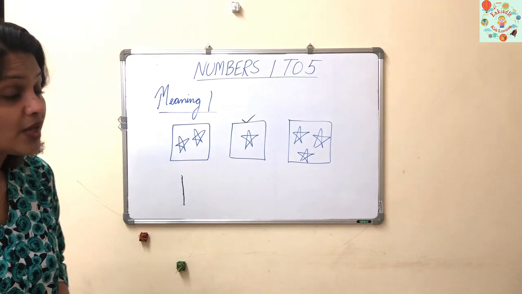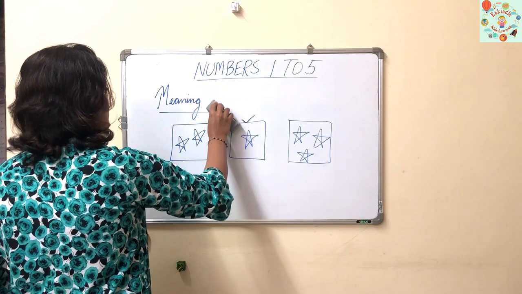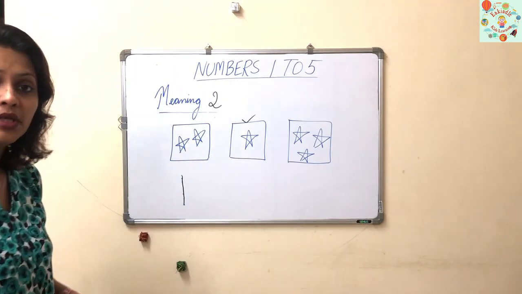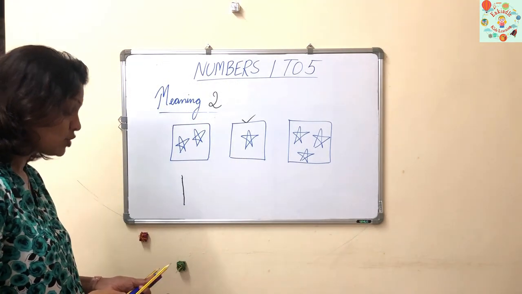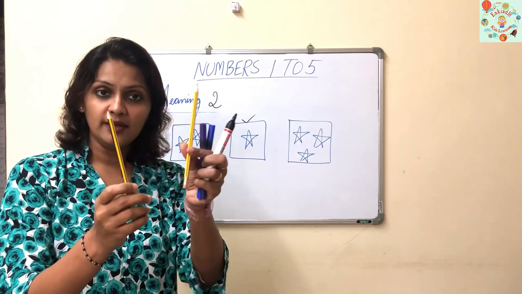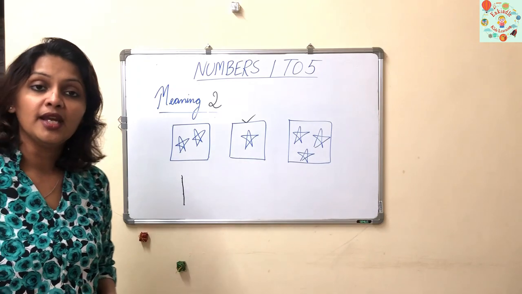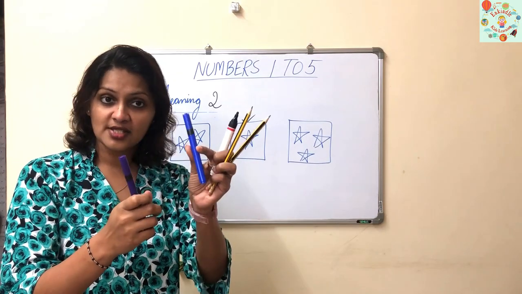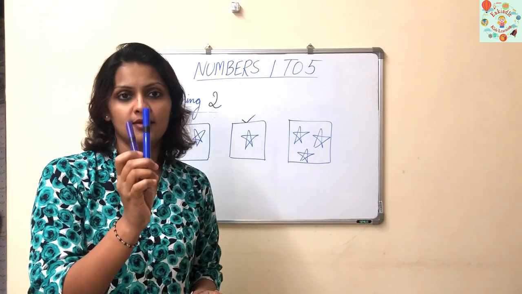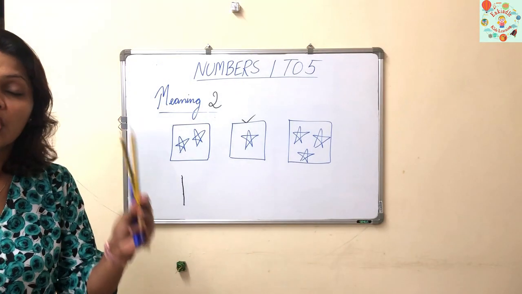In a similar way, we can proceed with numbers 2, 3, 4 and 5. For example, first, what is the meaning of number 2? Introduce them to 2 pencils. Here there are 2 pencils, correct? This is 1 and this is 2. So, this is 2. Or ask them with 2 colors. This is the first color, this is the second color. This is 1, this is 2. So here there are 2 colors. So this is called number 2. This is the meaning of number 2.